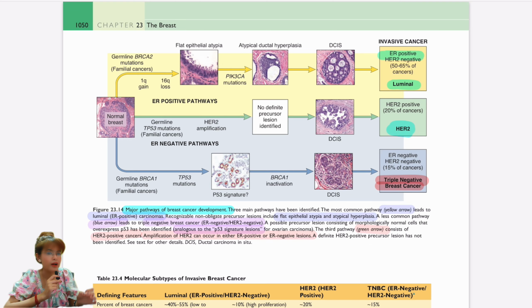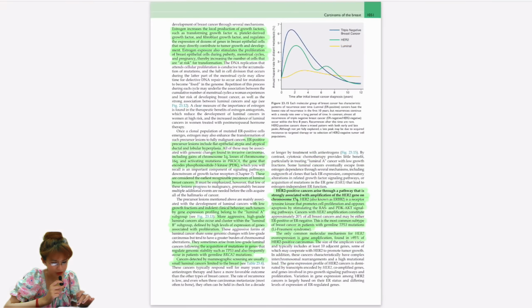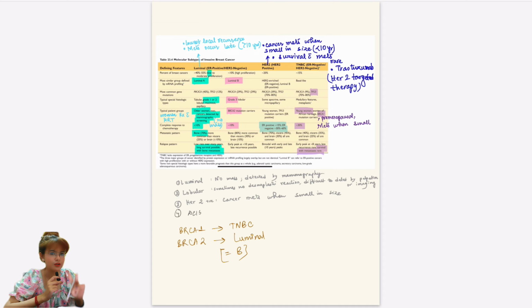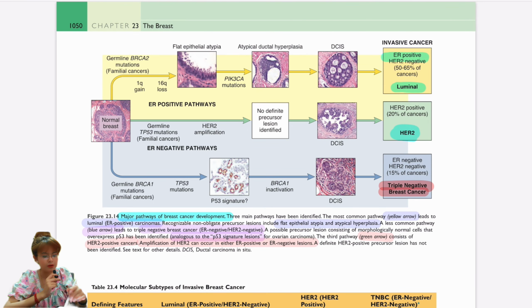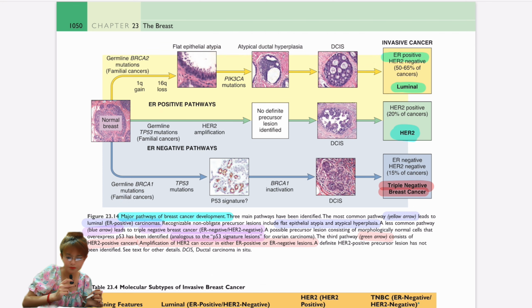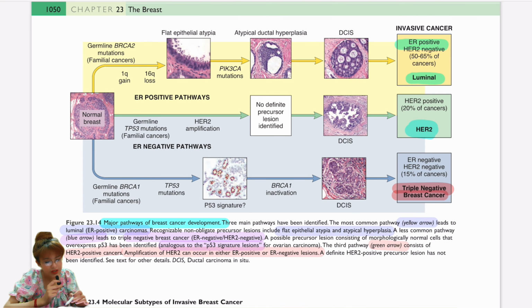And now coming to the pathways of cancer, very important. The two most important things that you need to remember from this chapter are this particular chart, and the next point is this particular pathway. Here you can see that there are three different pathways. We have the ER positive pathway, which leads to luminal type of cancer. You have the ER negative pathway, which leads to triple negative breast cancer, and you have a mid pathway, which leads to HER2 neu type of cancer. So these three main pathways have been identified.